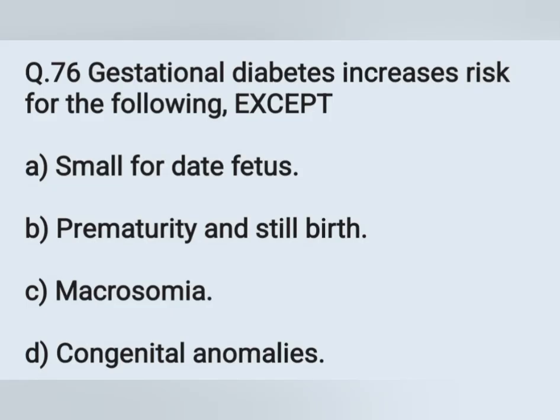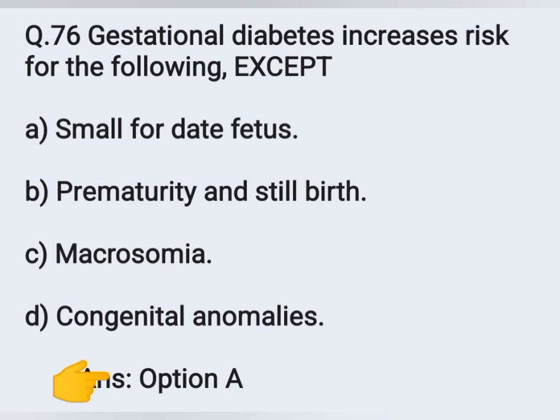And the next question number 76. Gestational diabetes increases risk for the following except options. Option A, small for dead fetus. Option B, prematurity and stillbirth. Option C, macrosomia. Option D, congenital anomalies. Here also the question is except. Gestational diabetes increases the risk for the following except small for dead fetus. Option A is the correct answer.